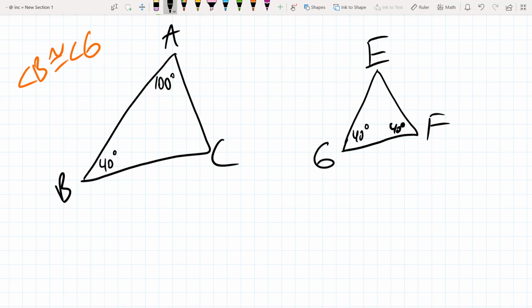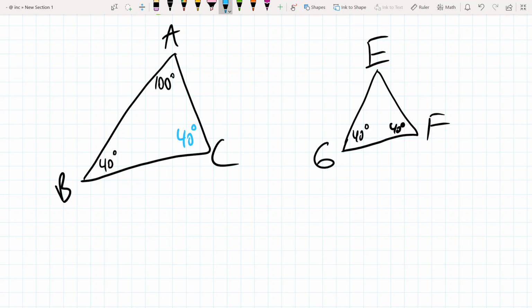The thing is, there's two angles in this picture that you don't know at all. So before you decide whether or not they're similar, figure out that third angle. So look at the first triangle and say, okay, if one of those is 100 and one of those is 40, they all have to add up to 180. So that means 100 plus 40 is 140. Subtract that from 180. Therefore, we know that this is 40.